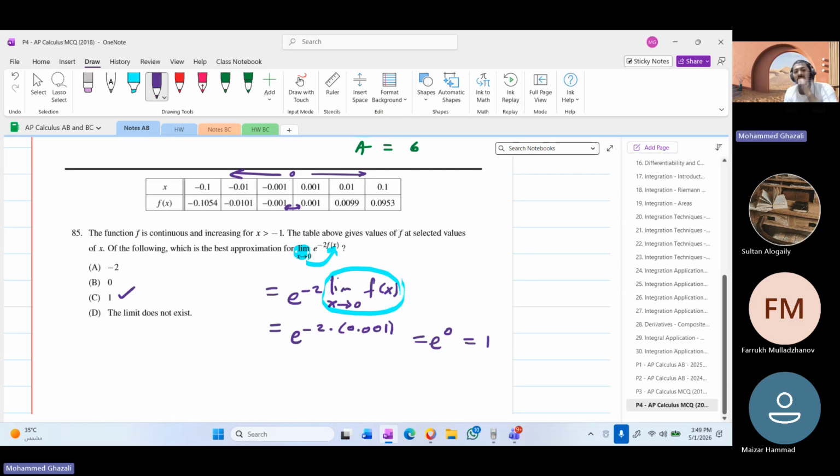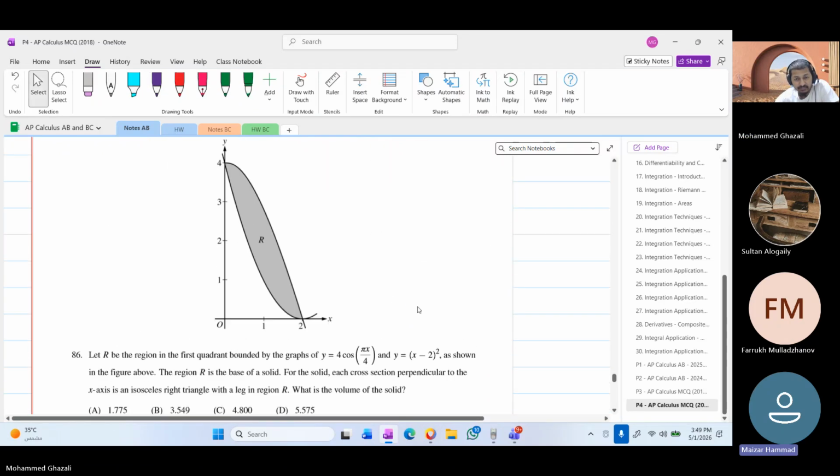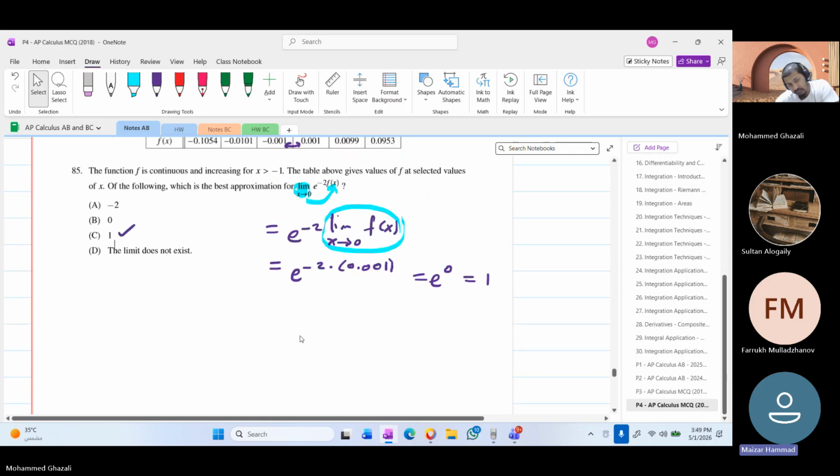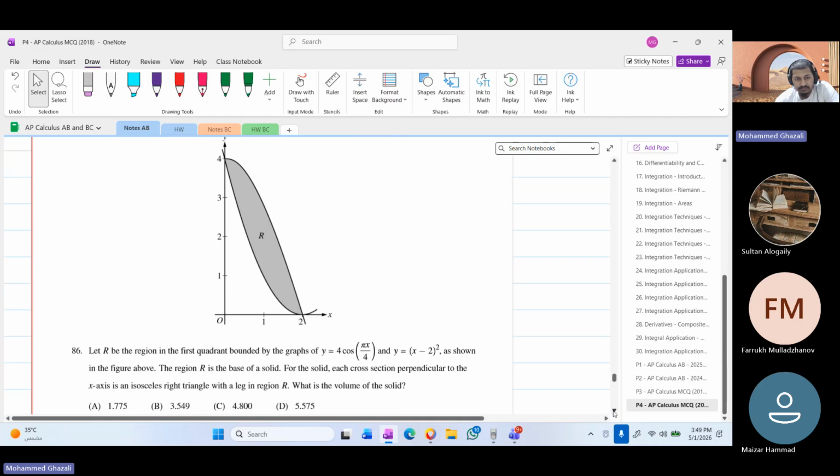How are you going to use Desmos here for the limit as x approaches 0? I don't see how it works. You can try it out, because f of x, you can just say it as y, and then you do linear regression, and then you solve for the limit. It will give you the answer of e to be 1. Okay, next one.